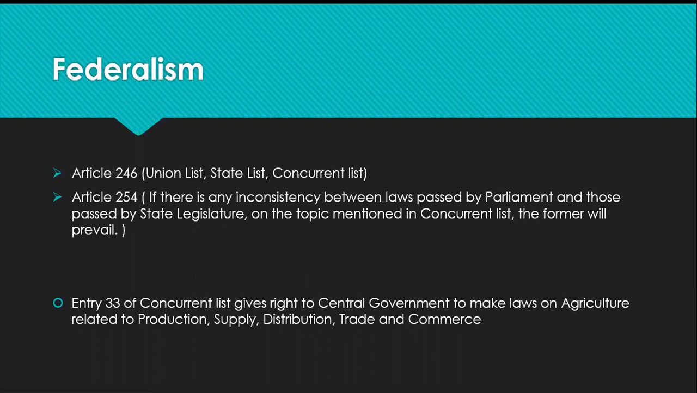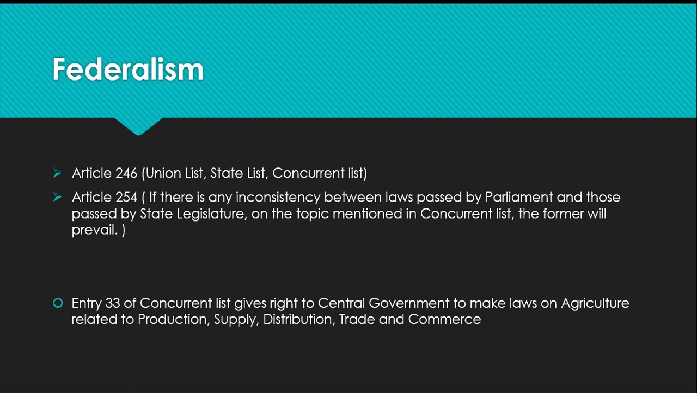So moving on to Article 246. Article 246 of the Constitution of India mentions three types of list. The first list is the Union list, the second list is the State list, the third is the Concurrent list. The Union list has the subjects which are separate from the State list, and it has the subjects on which the center has the power to make law independently.